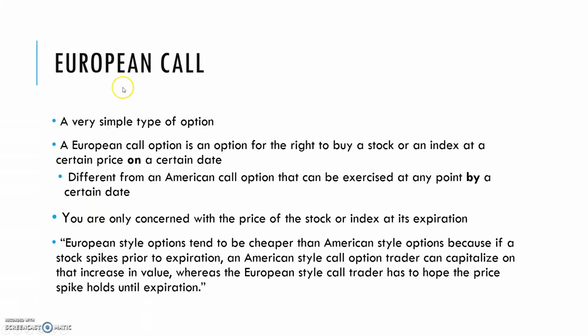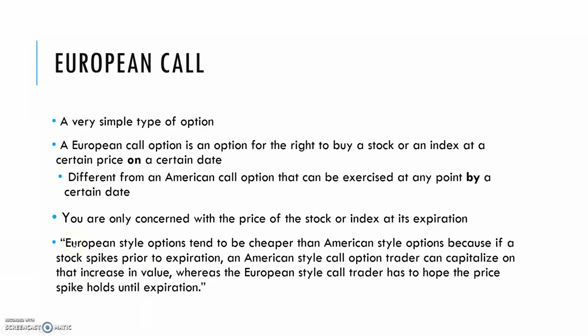Okay, so now we're going to talk about the European call option. This is a very simple type of option, and normally you don't need to simulate this, but in our book they did it just as an easy example. The European call option is an option for the right to buy a stock or an index at a certain price on a certain date. And this is different from an American call option that can be exercised at any point by a certain date. So there's a little bit of difference in the wording there, but that does end up making a big difference. With the European call option, you're only concerned with the price of the stock or index at its expiration date. So here we found a source that summed this up pretty nicely.